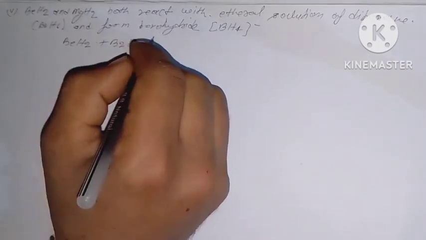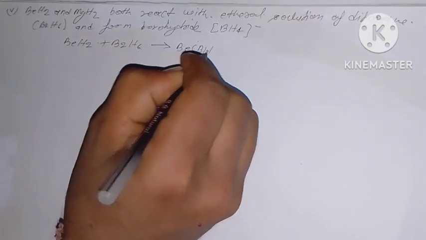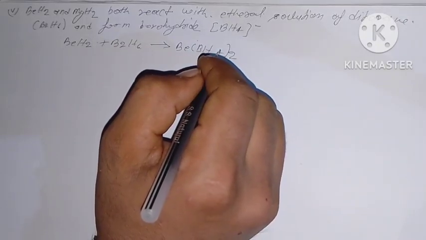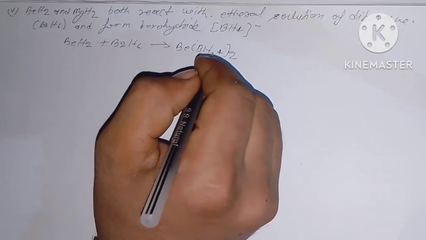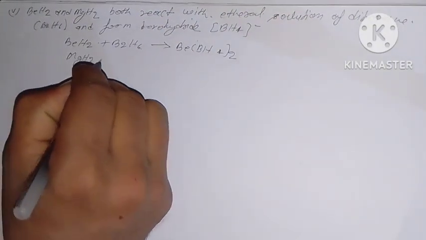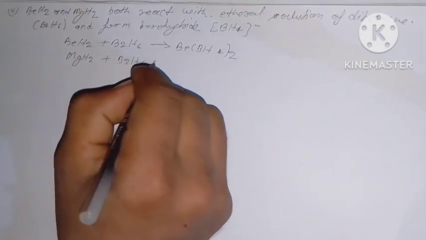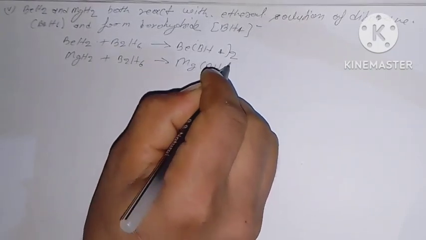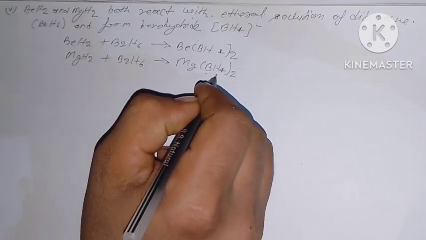As an example, BeH2, beryllium hydride, plus diborane B2H6 gives Be(BH4)2, beryllium borohydride. And magnesium hydride plus diborane B2H6 gives Mg(BH4)2, that means magnesium borohydride.